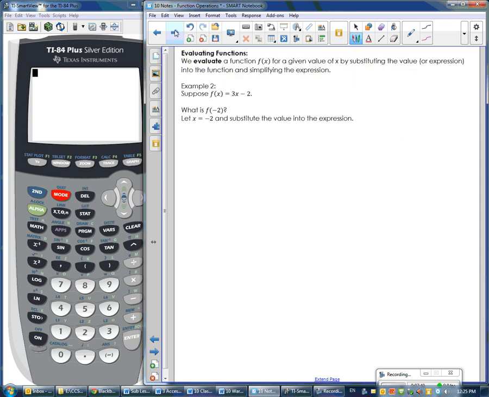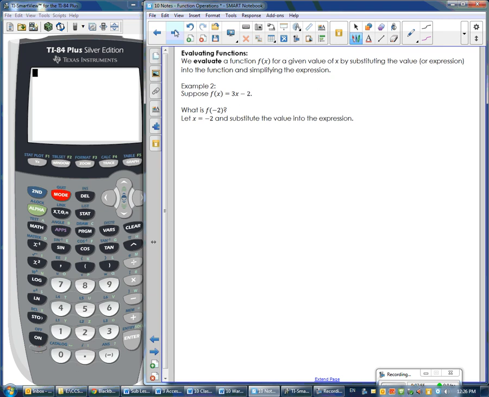All right. The next part of the lesson deals with evaluating functions. You guys have been doing this all along. You're just not quite as familiar with it using function notation. So basically, to evaluate something means to substitute in a value of x into the function and then simplify.